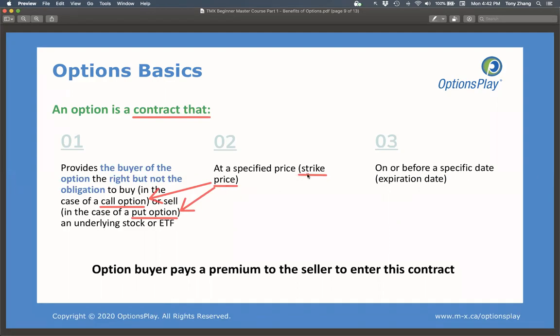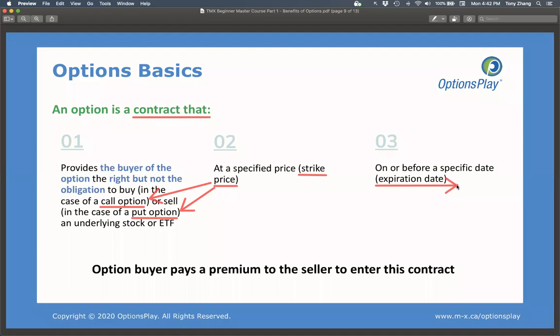And that's what we refer to as the strike price. And an option contract has an expiration date, meaning the buyer has to exercise his right to buy or sell that underlying stock by a specific date, or what we call the expiration date. So those are the key terms to remember.